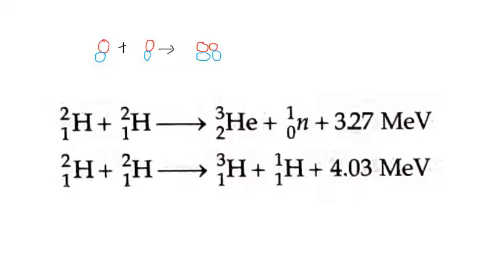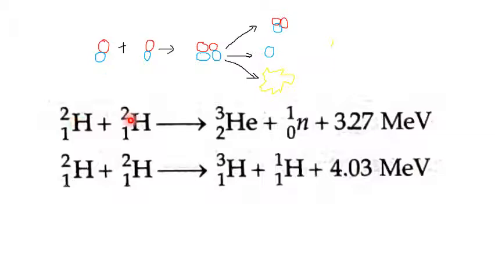Now this heavier nuclei is slightly unstable. Therefore, it further disintegrates into a stable nuclei. The stable nuclei having two protons and one neutron. Along with this, it emits one neutron and some large amount of energy.